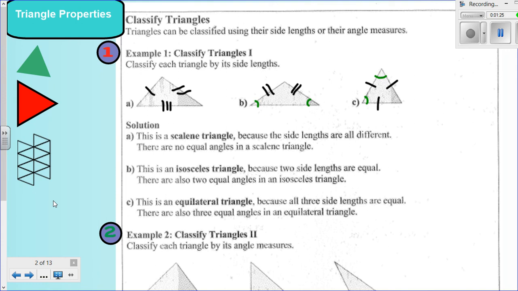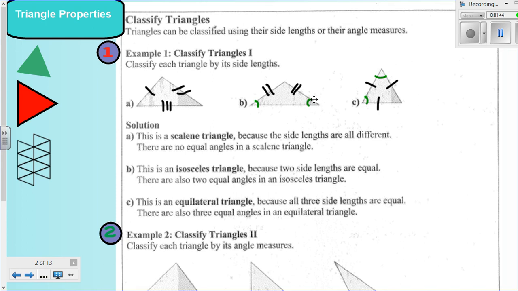Triangle B is an isosceles triangle because the 2 side lengths are equal. There are also 2 equal angles in the isosceles triangle. In the isosceles triangle, you can see at the base of each of the 2 sides that are the same, those angles will also be the same.